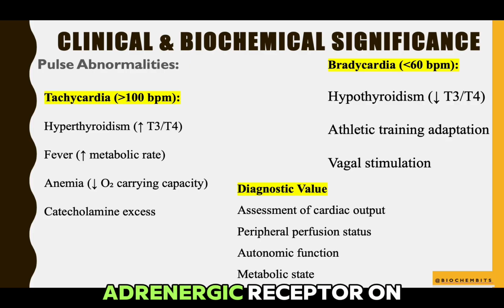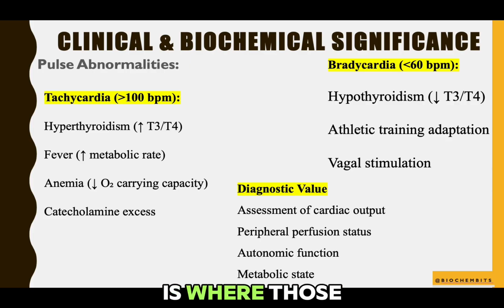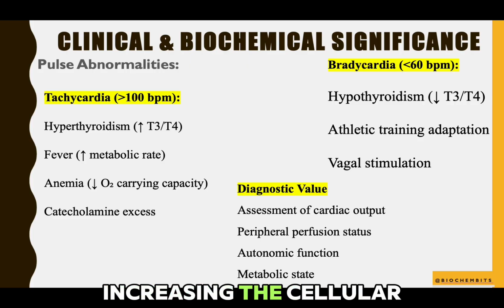The beta adrenergic receptor on the membrane is where those hormones are able to bind, which increases the influx of calcium, leading to those downstream effects of increasing the heart rate and further enhancing cellular metabolism too.